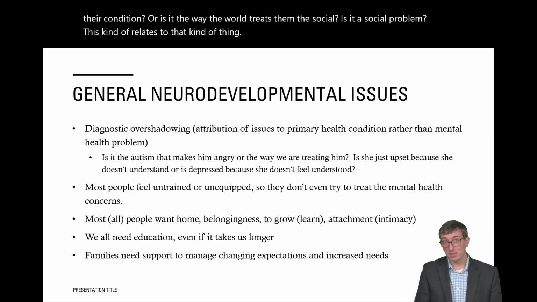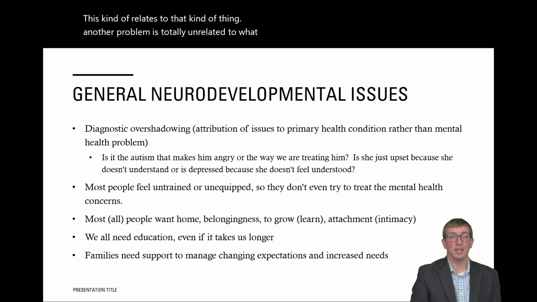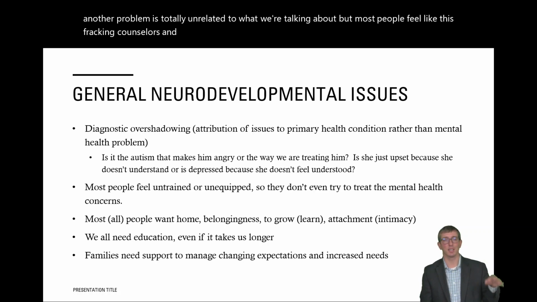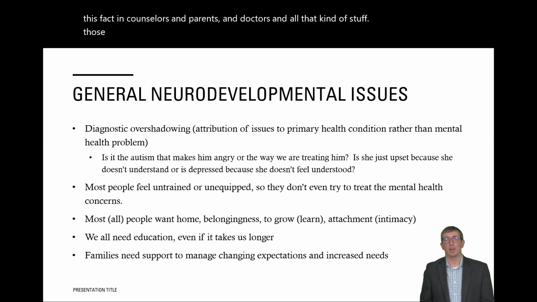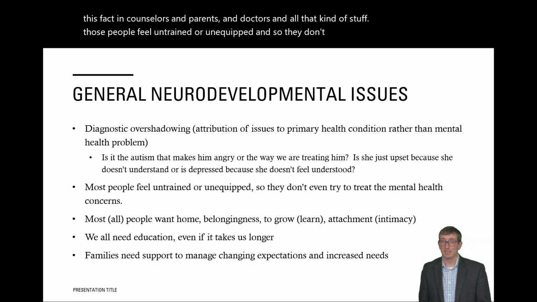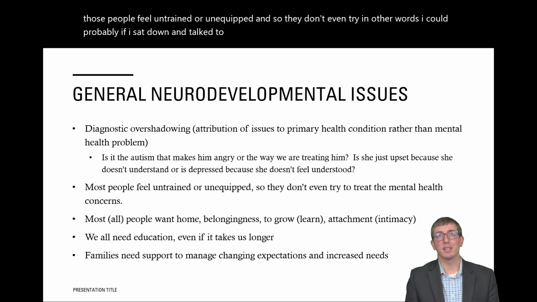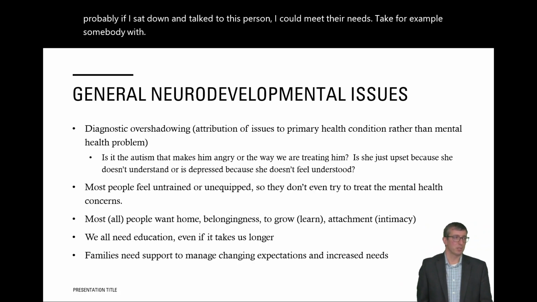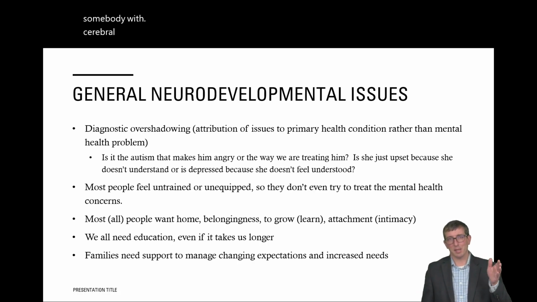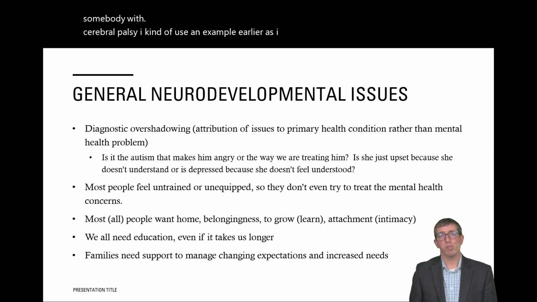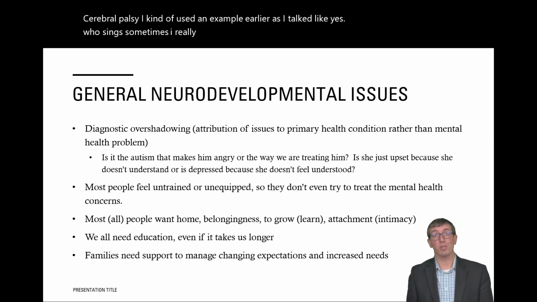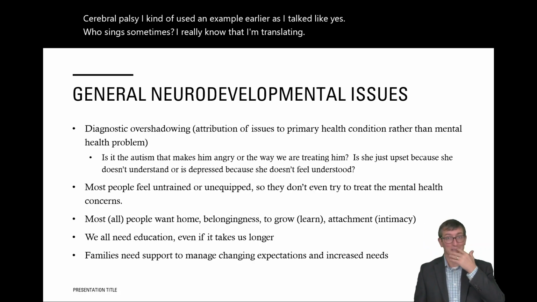Another problem is totally unrelated to what we're talking about, but most people feel like this: counselors and parents and doctors and all that kind of stuff. Most people feel untrained or unequipped, and so they don't even try. In other words, I could probably, if I sat down and talked to this person, I could meet their needs. Take, for example, somebody with cerebral palsy. I kind of used an example earlier. I talk like this, and it's hard for me to communicate the things that I'm trying to say to you, but I really know what I'm trying to say to you. But for some of you, you might think, like, that's really hard to understand.